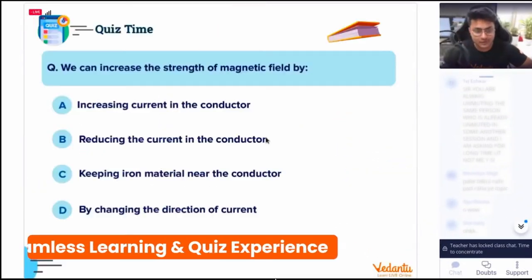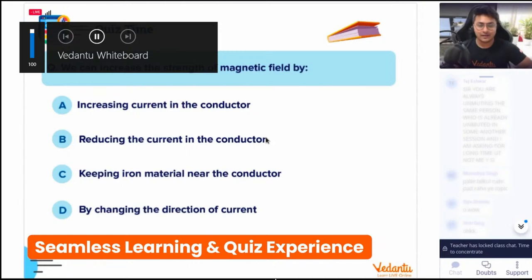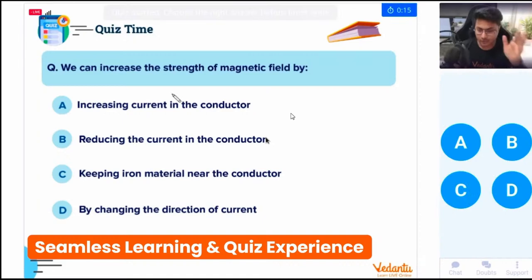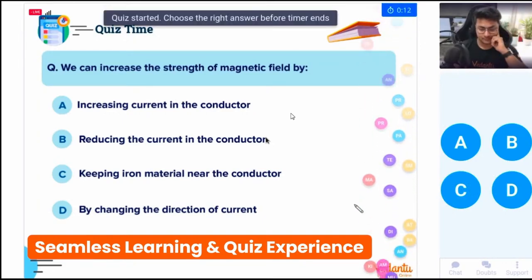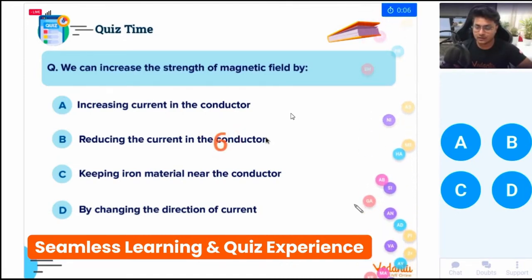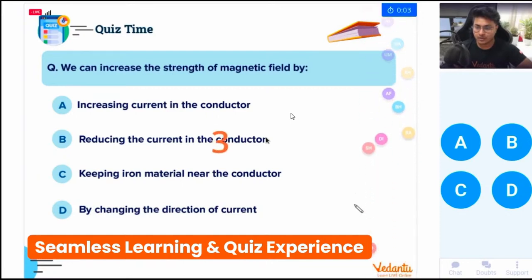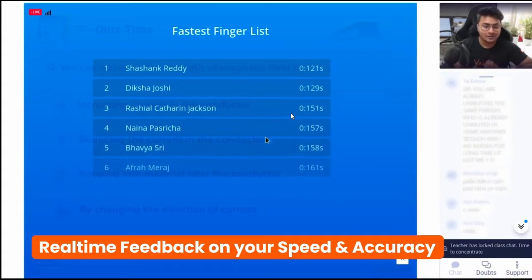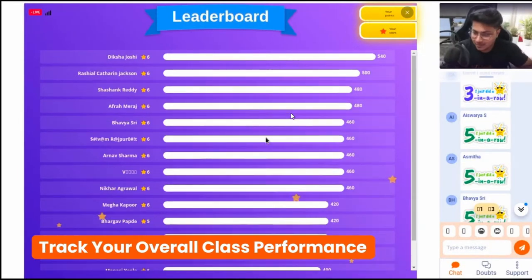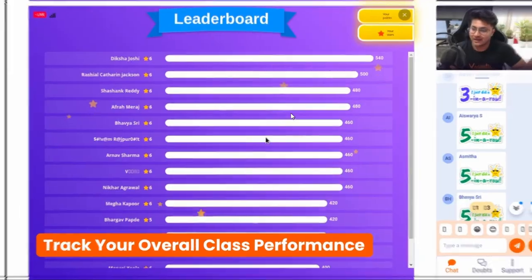Ready? Question number one coming on your screens. We can increase the strength of the magnetic field by increasing current in the conductor, reducing the current in the conductor, keeping high metal in the conductor, or by changing the direction of the current. What do you guys think? Come on. So 3, 2, 1 and here we go. Okay, Aniket, well done. Preetam, really well done. Palak, very good. Agalya, Dishita, Darshan, Anushka, Suyab, Jatin, Vandana, very good.